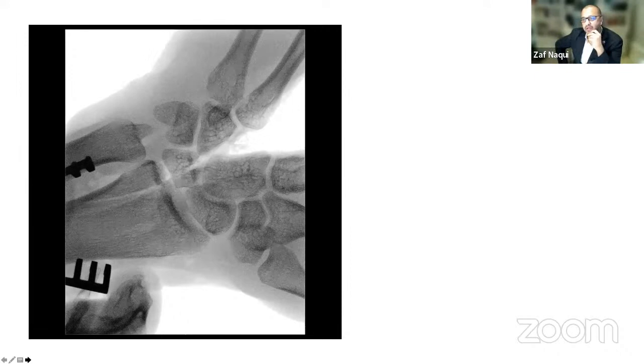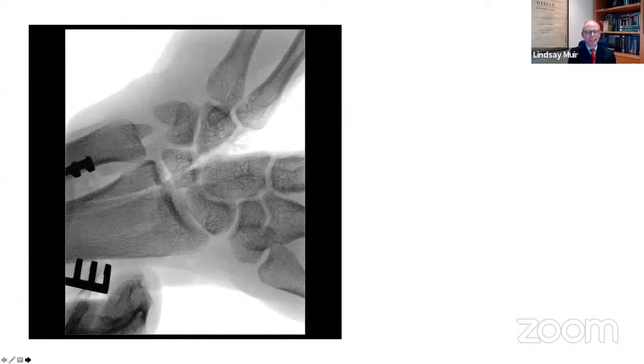Lindsay, do you want to, being in the level one trauma center, just a bit of fun. Typical Salford situation. Salford injury, yes, we see it on a regular basis.